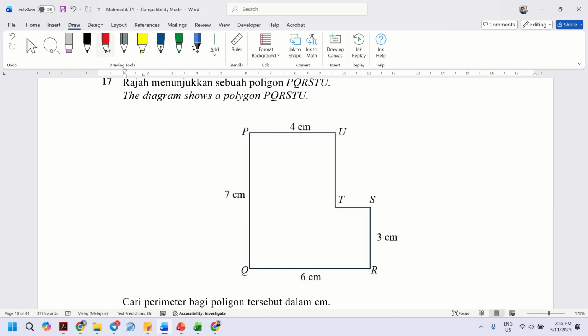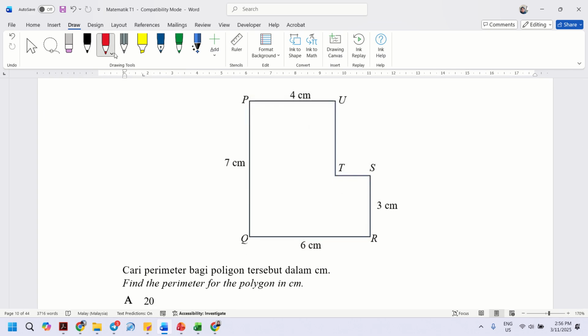Question 17. Find the perimeter. Perimeter, it's easy. Okay, so how do you find the perimeter? You have to add up 4 plus PU plus UT plus TS plus SR plus QR plus QP. So what is the answer?